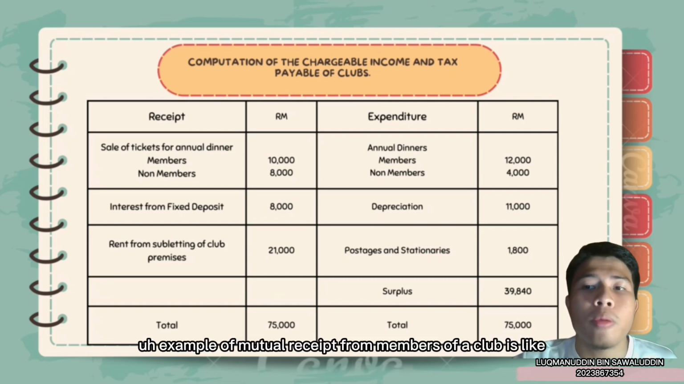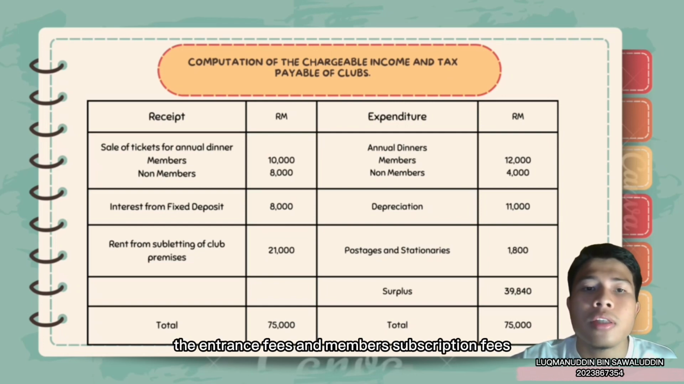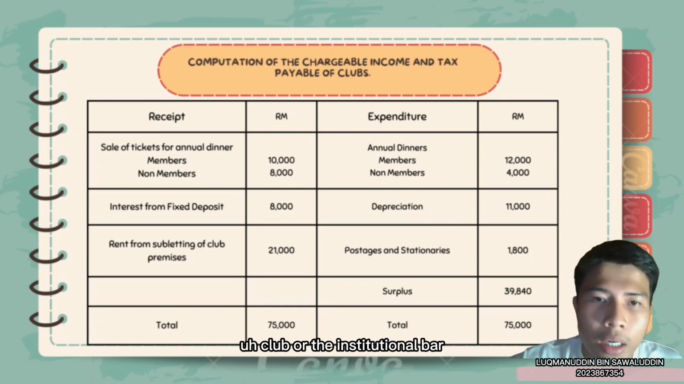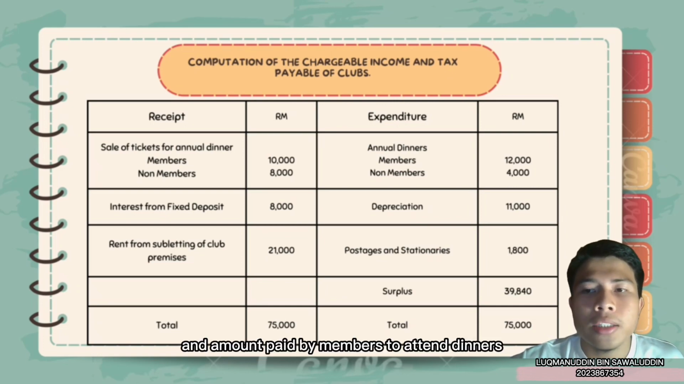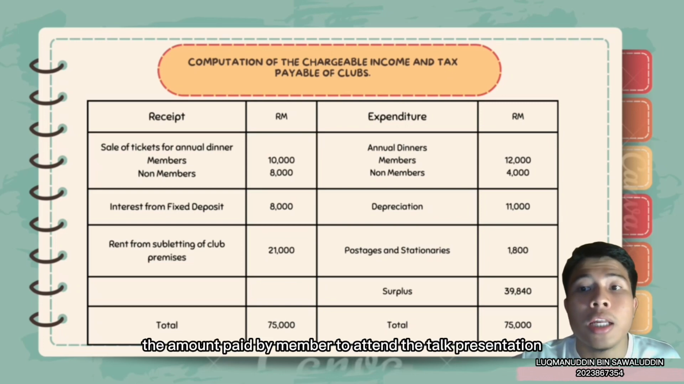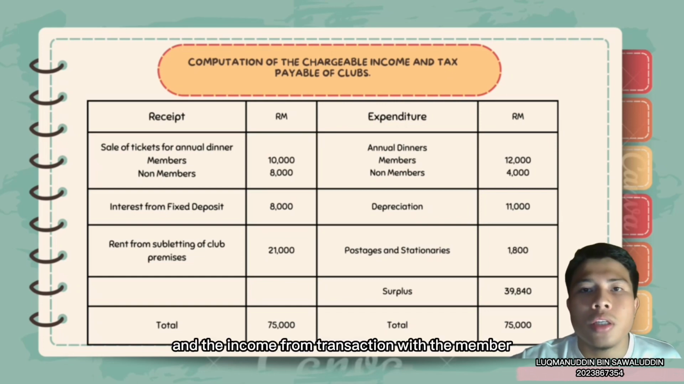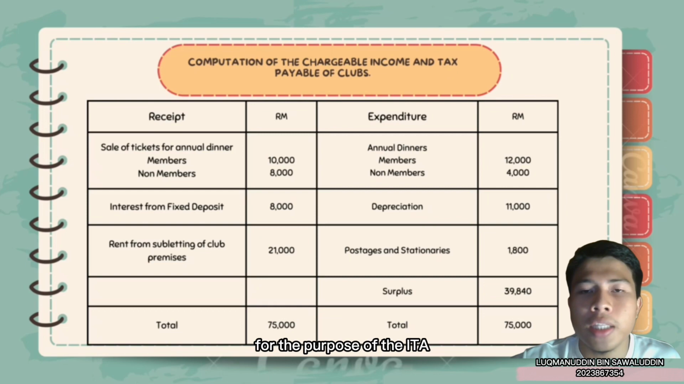Examples of mutual receipts from members of a club are the entrance fees and members' subscription fees, the drinks and foods provided or sold at the club or the institutional bar, and amounts paid by members to attend dinners or social functions organized by the club. The last one is the amount paid by members to attend a talk, presentation or workshop organized by the club, association or similar institution. The income from transactions with the members and any expenses or capital allowances attributable to such income are to be disregarded for the purpose of the ITA.